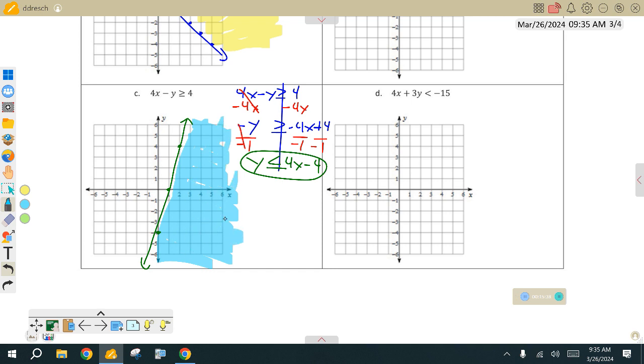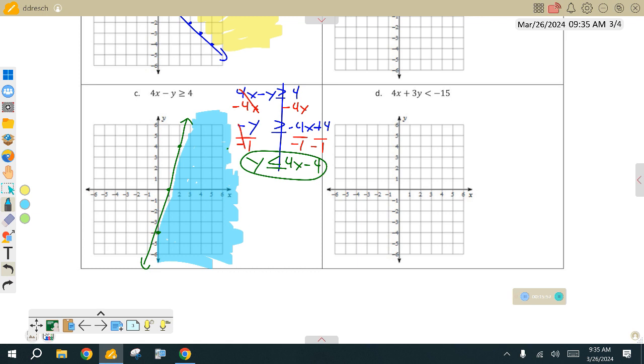Yeah, you'd be shading the wrong area. You'd be shading above it, so you'd be getting the wrong solution set. So you got to make sure you're watching out for that. They're easy things to mess up on. That's the one time you got to watch out for that with inequalities. Otherwise, it's everything's exactly the same.